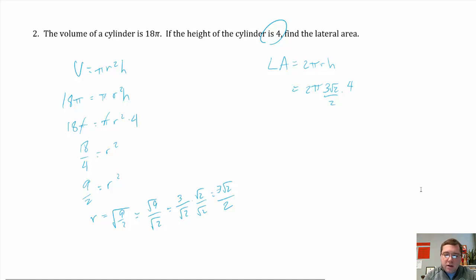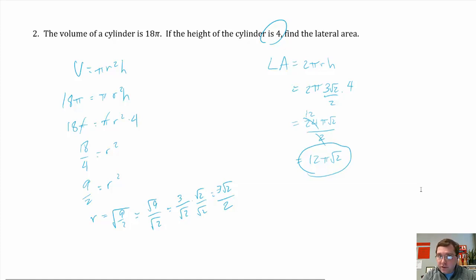Okay? 3 times 4 is 12, times 2 is 24. 24 pi radical 2 over 2. Cancel the 2 into the 24 12 times to get 12 pi radical 2, which looks like a funny answer to have a square root and a pi on it, but that's our answer. That's the exact value of the lateral area.